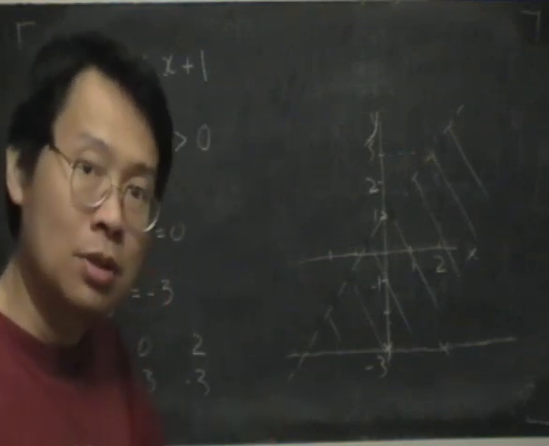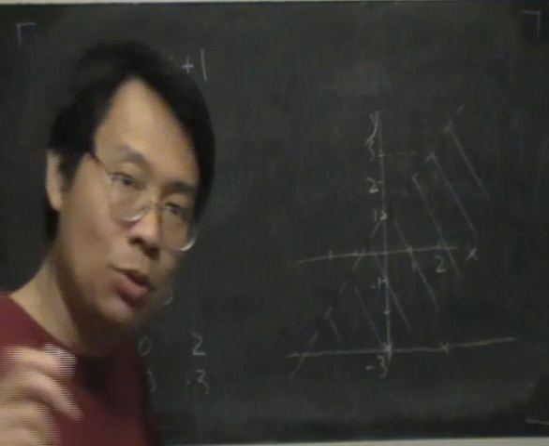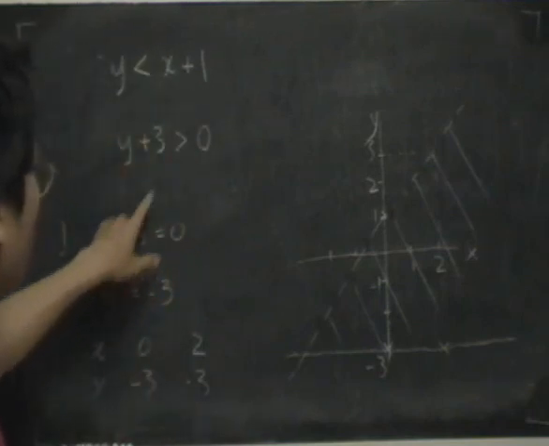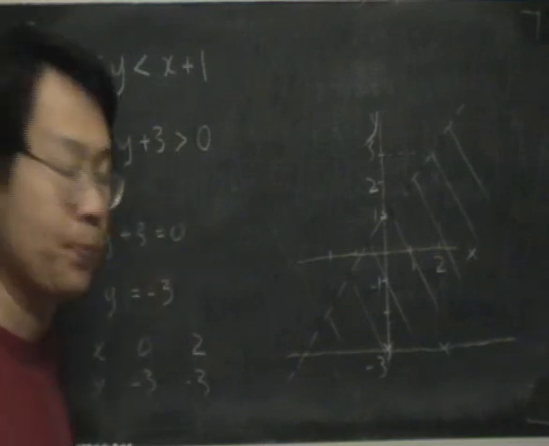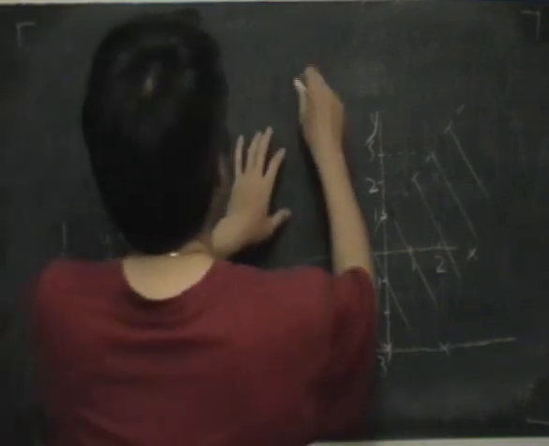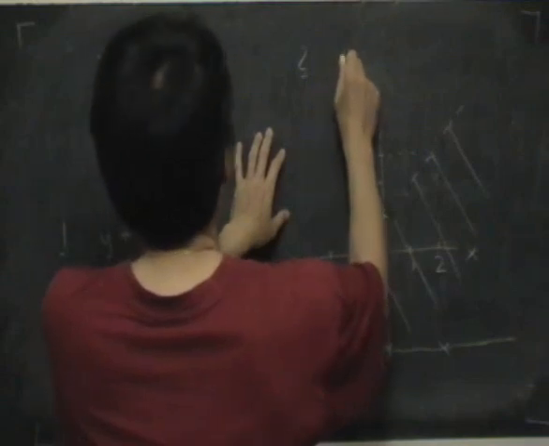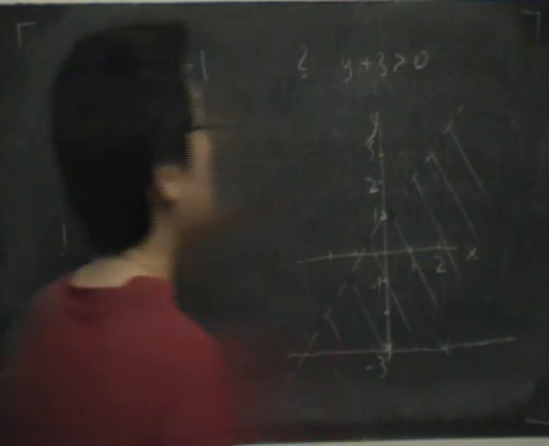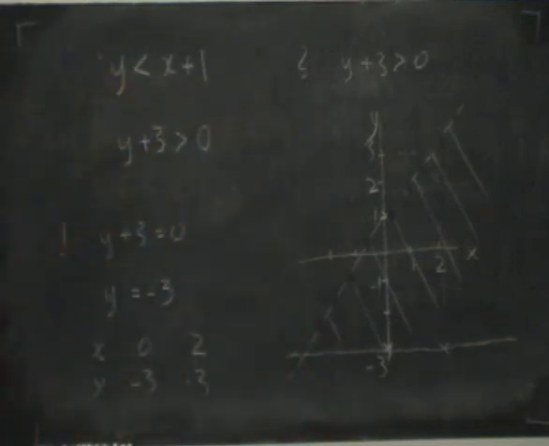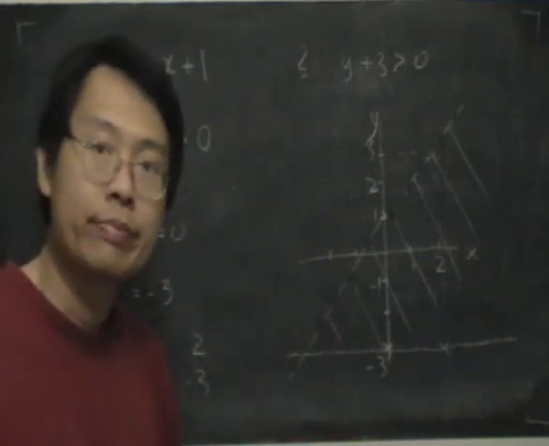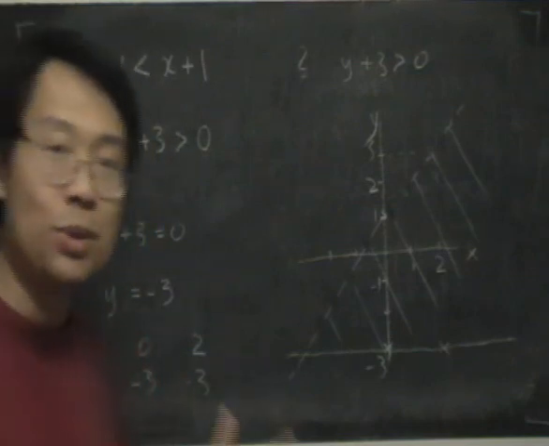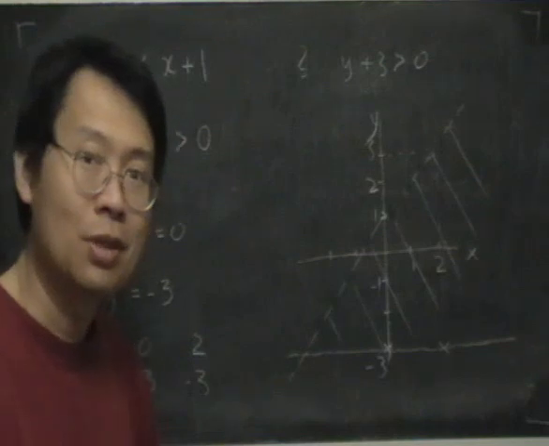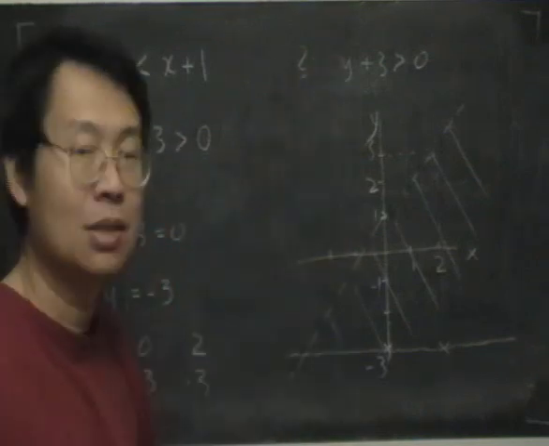Now we look at the slightly more complicated bit when we have the inequality. Okay, so in step 2, y plus 3 must be more than 0. What do we do? What are the possible values of y that satisfy this inequality?